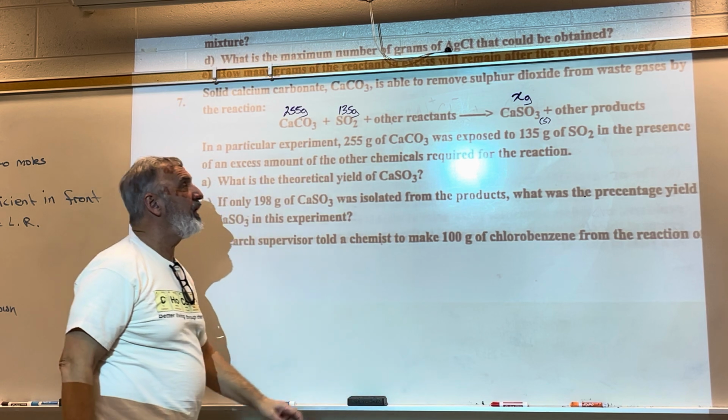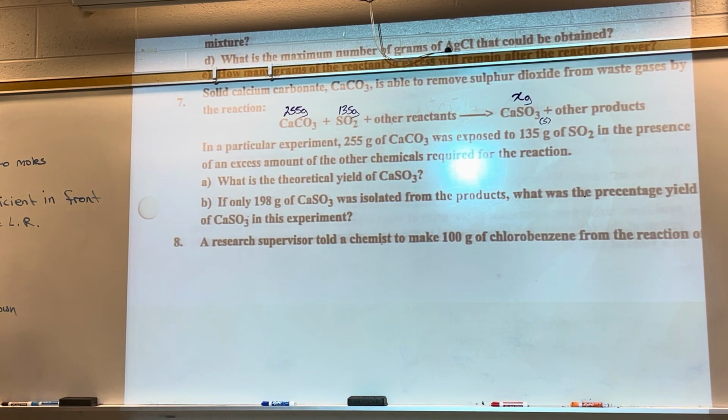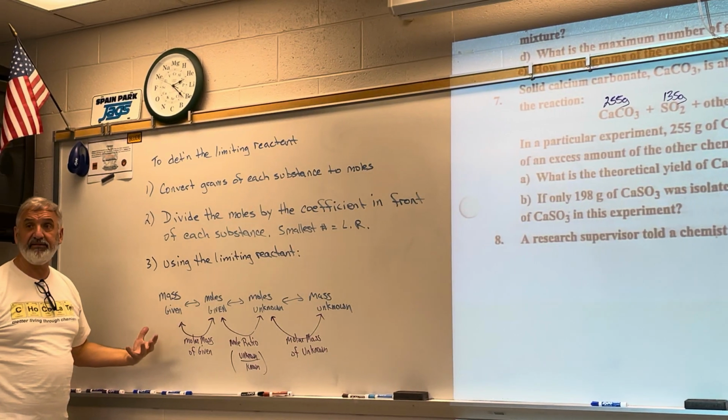Well, what has to happen first? This is just like our lab now, except we use approximately 2 grams and 2 grams, whatever data you use. We want to know the theoretical yield. So what do I have to do? To find what? The mole ratio. Okay, but which one do I use? I start with my given, but which one's my given?